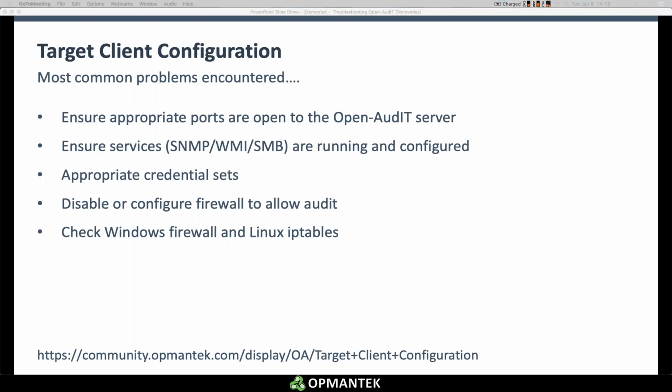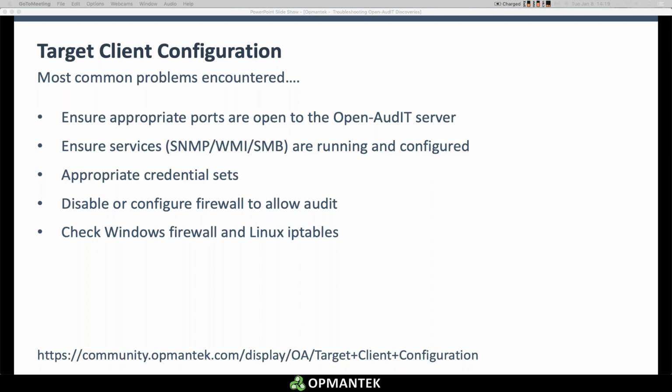Next up, target client configuration. A few pieces, again, the link to the specific page on the wiki is at the bottom of the screen. You've got to ensure that appropriate ports are open to the Open-AudIT server. So this is bi-directional communication, right? The server has to be able to reach out to the device, talk to the device, and deploy the auditing script if it's a Linux operating system, and then the device needs to be able to open a channel back to the Open-AudIT server to return the results of that audit back.